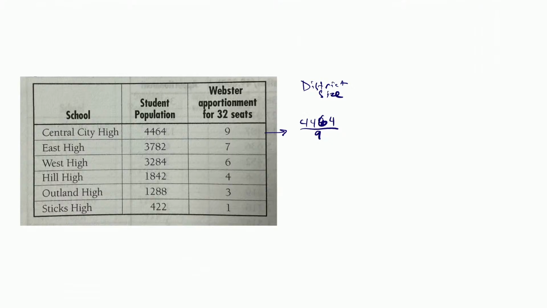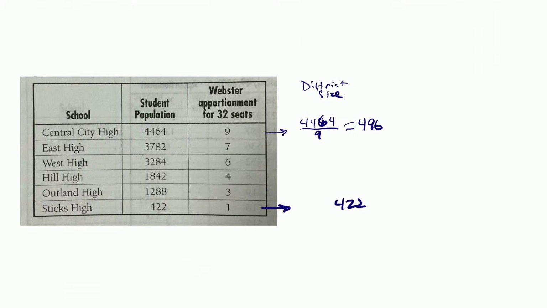I'm going to have to get a calculator because I can't do that in my head. I'm not going to do all of these, don't worry. 4464 divided by 9 is 496. So in other words, there are 496 students at Central High School for each representative. And then compare that, well, Sticks is the easy one here. Sticks has 422 for each representative.